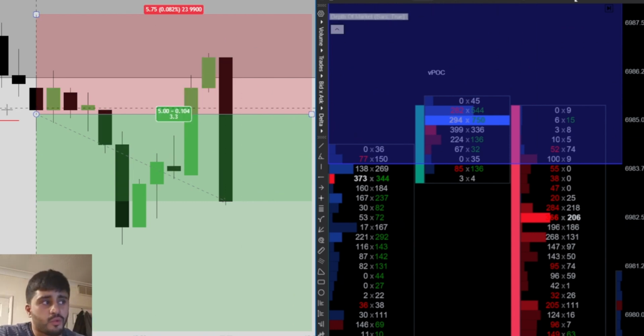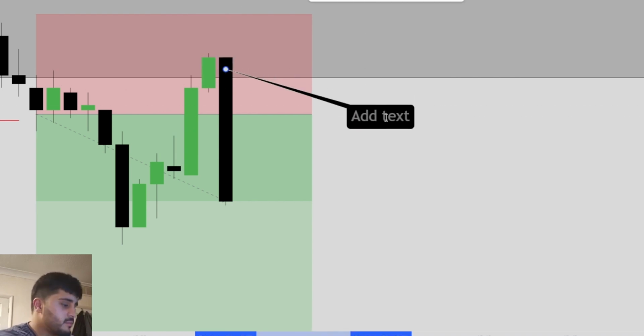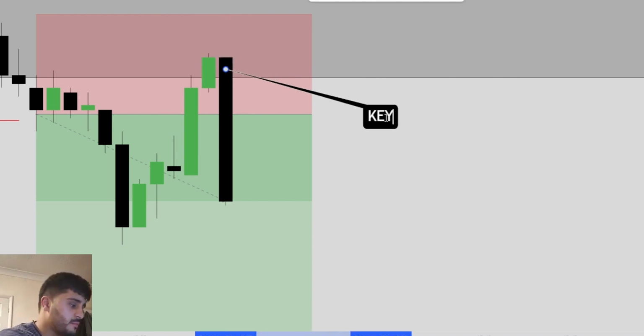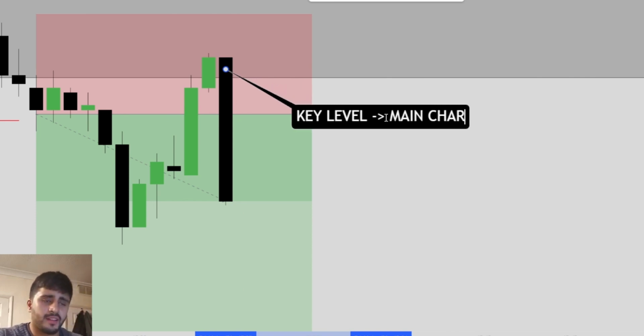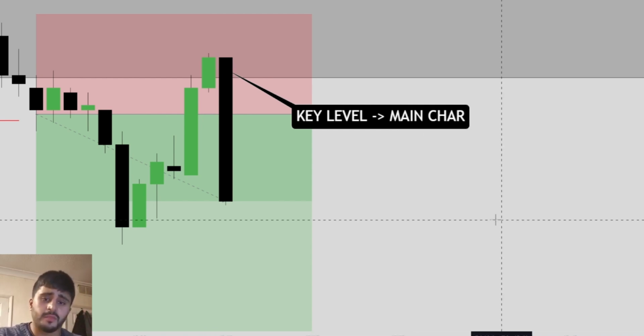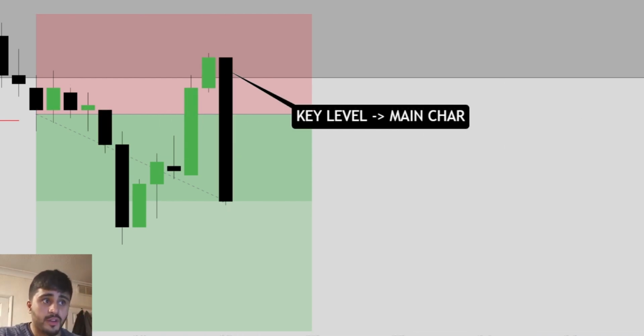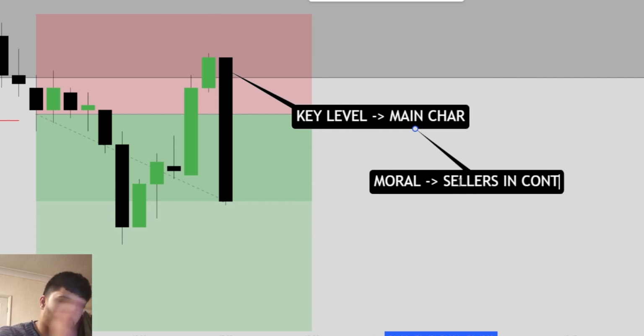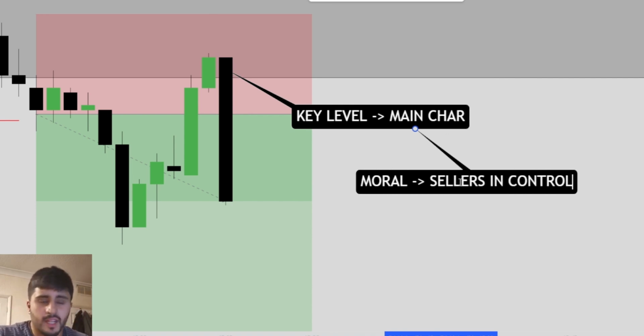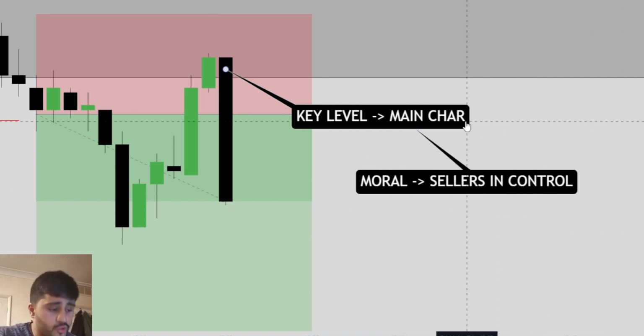So going back to our story arc, let's break this down. We have a key level, right? That's the beginning of our story. The next thing is we have the main characters, right? What are the main characters telling us? Well, the main characters are telling us that there's lots of aggressive buyers, but no reward, right? Lots of aggressive buyers, but they're struggling to break above that level. So the moral of the story is nice and simple. The moral is that sellers are in control. Sellers in control. Simple as that. That is the whole story arc to my trading.